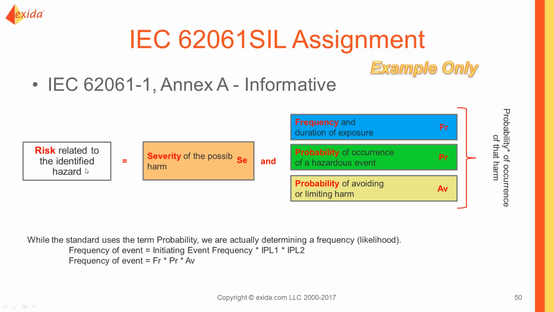So the risk associated with the identified hazard is going to be the severity and essentially the frequency. So here we've got a frequency of the exposure times a probability times a probability. So we're going to get the probability of occurrence of that harm. So risk is severity and probability of occurrence. That's consistent with what risk is. So they're talking about probability, but we're really determining a frequency or likelihood.